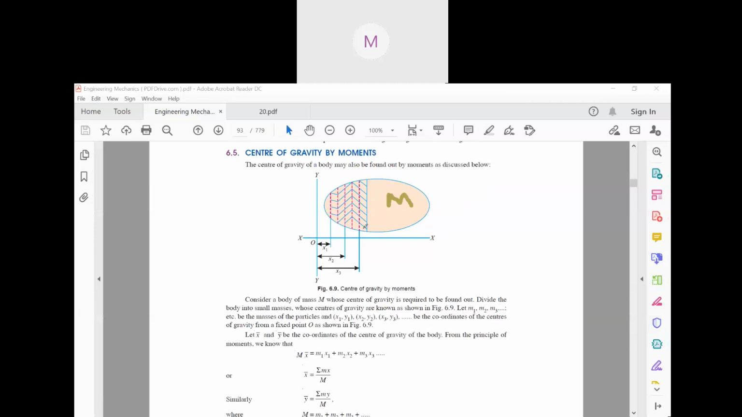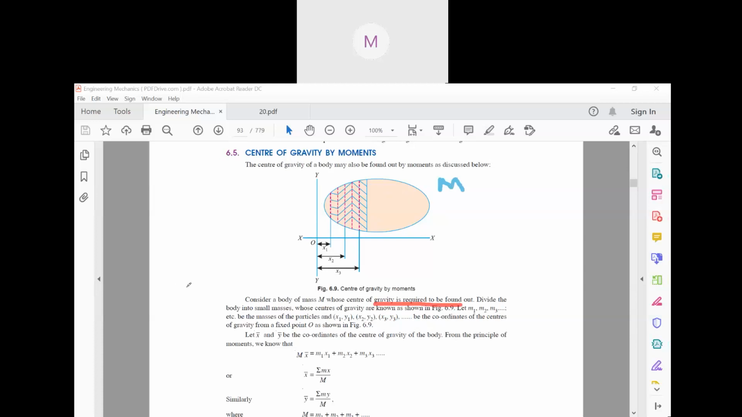Now, if we have certain definite shapes, then we can directly find out the center of gravity and centroid, right? But here, in certain cases, we don't have that definite shape. So how will you find out that center of gravity and centroid? So now look at this body. This is a body of mass m.